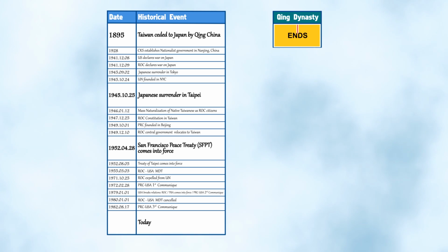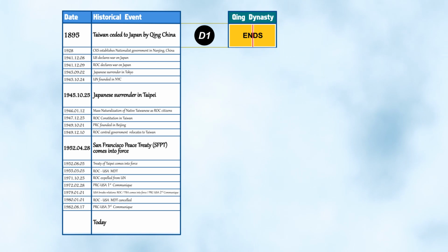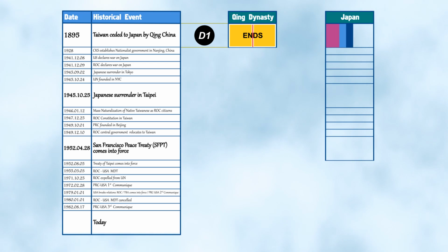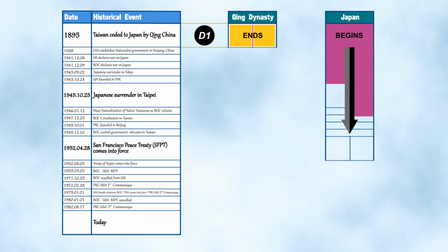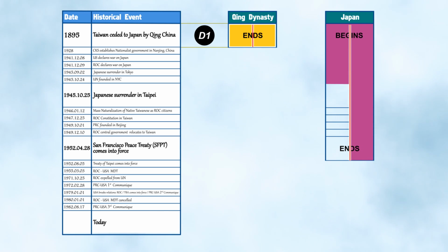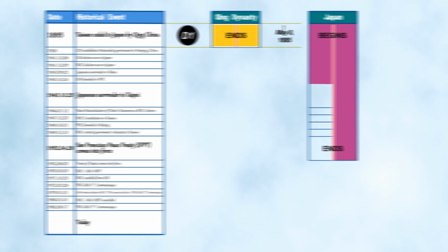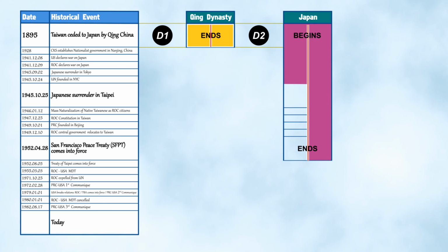On May 8, 1895, the sovereignty of the Qing Dynasty over Taiwan ends. So, in regard to both the exercise of control and the legal ownership, there is a sovereignty displacement out. This is labeled as D1. Let's look at column two. On the same date, May 8, 1895, the sovereignty of Japan over Taiwan begins. So, in regard to both the exercise of control and the legal ownership, there is a sovereignty displacement in. This is labeled as D2.